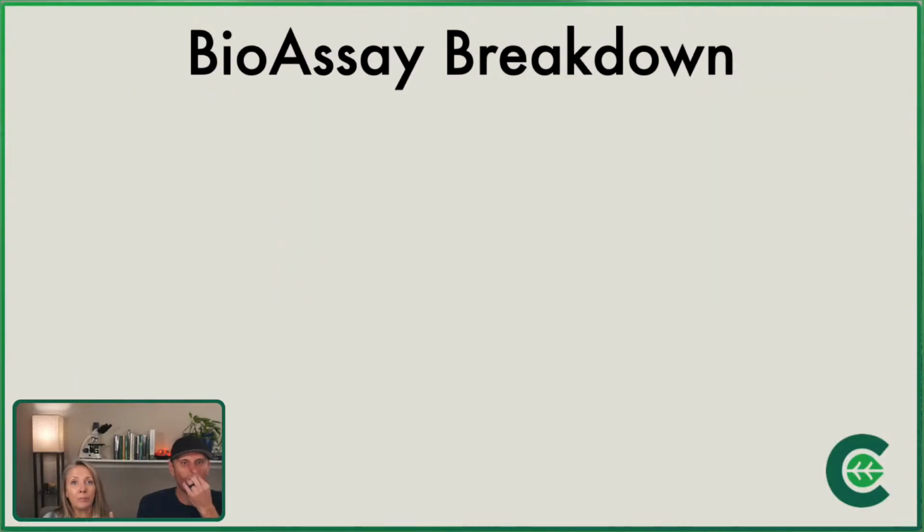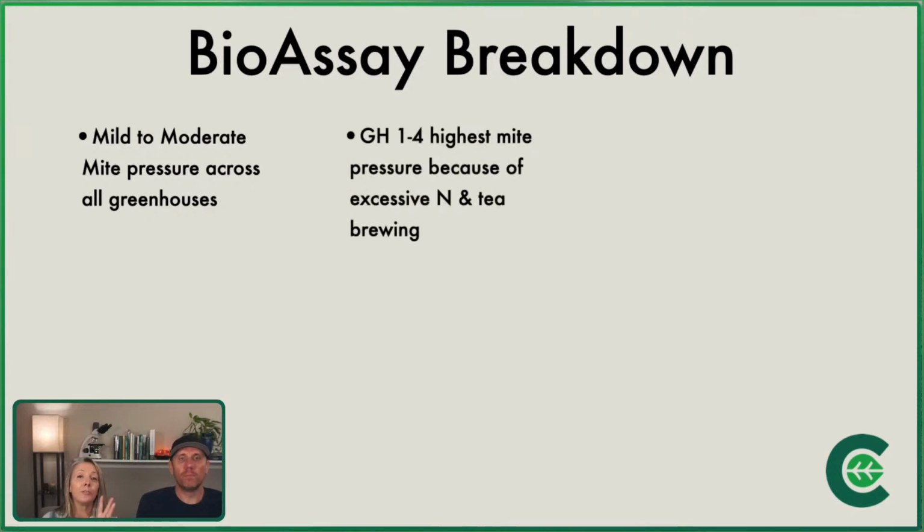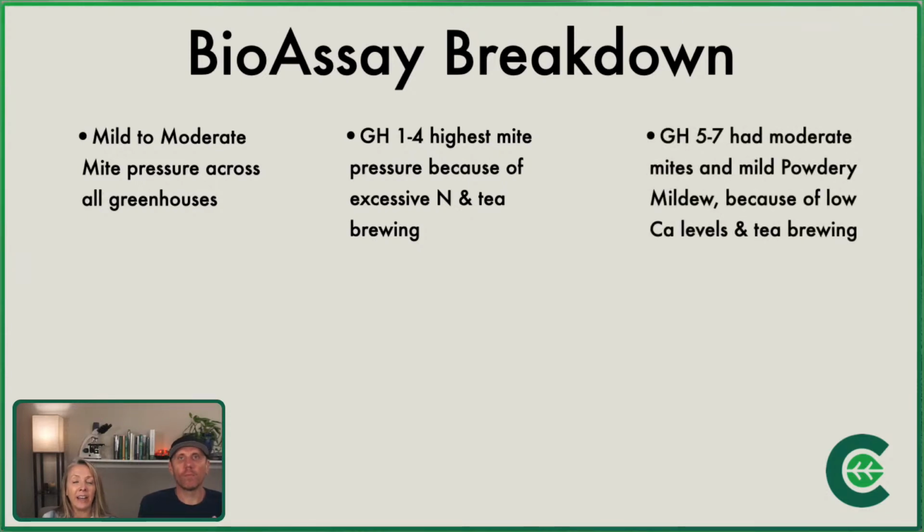So this is the breakdown of what we found, the results of the first site visit when we were initially getting there. Mild to moderate mite pressure across all the greenhouses. Greenhouses 1 through 4 had the highest mite pressure because of the excessive nitrogen and the tea brewing process. So again, all that nitrogen in the nitrate form, because they're anaerobic, being absorbed by the plant, causing excess nitrogen in the plant and summoning basically the pests.